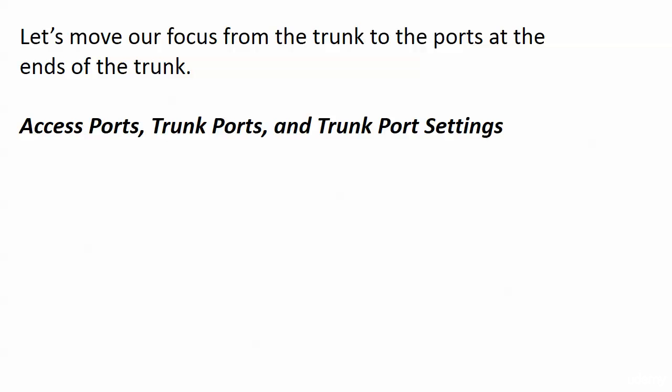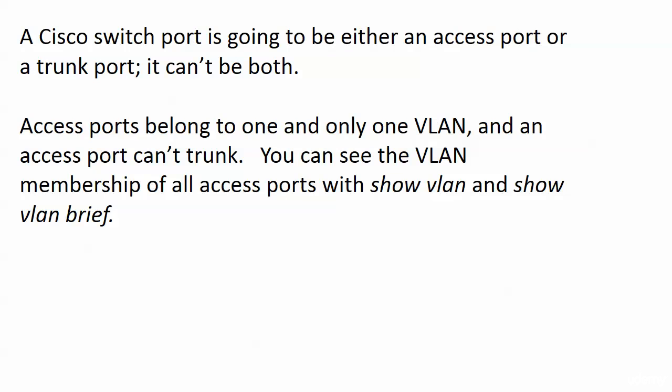When it comes to access ports and trunk ports, these terms are mutually exclusive. A Cisco switch port can be either an access port or a trunk port. It cannot be both, and you're about to see exactly why. Because access ports belong to one and only one VLAN. It's a phrase we're going to come back to a couple of times in this section. One and only one VLAN, and an access port literally cannot trunk.